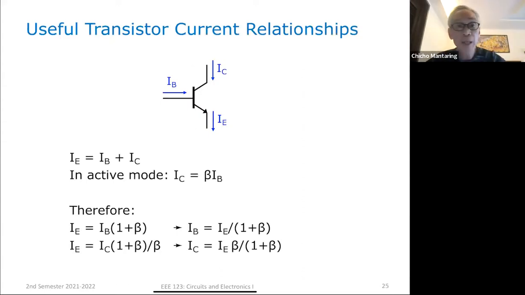I just want to point out these useful current relationships in a transistor. Remember, these are your transistor currents, IC, IB, IE. And if you think about the transistor as a quote-unquote supernode, you think about this as a supernode.